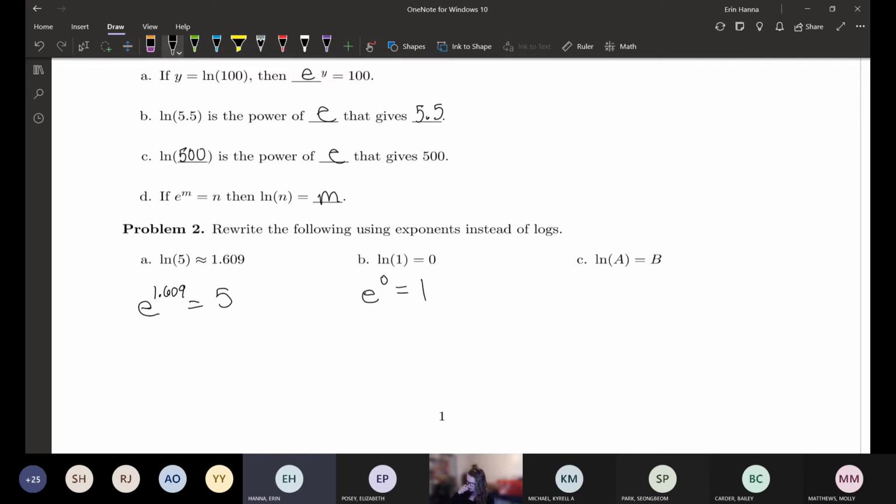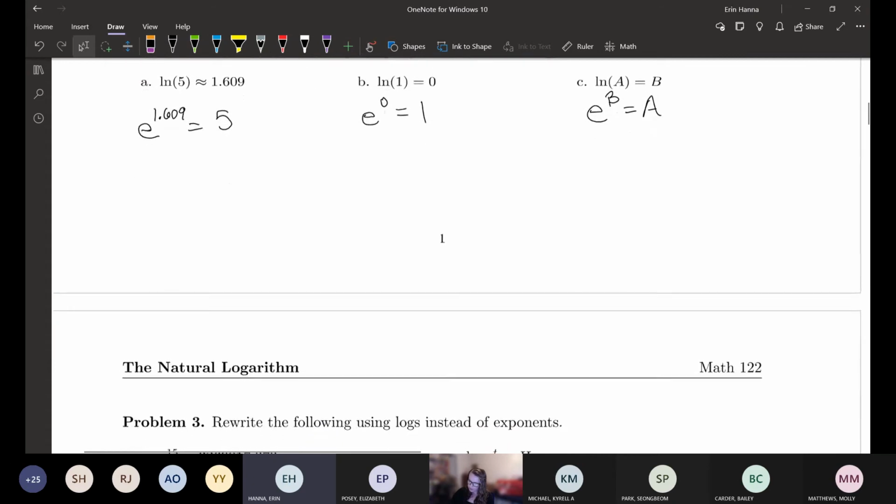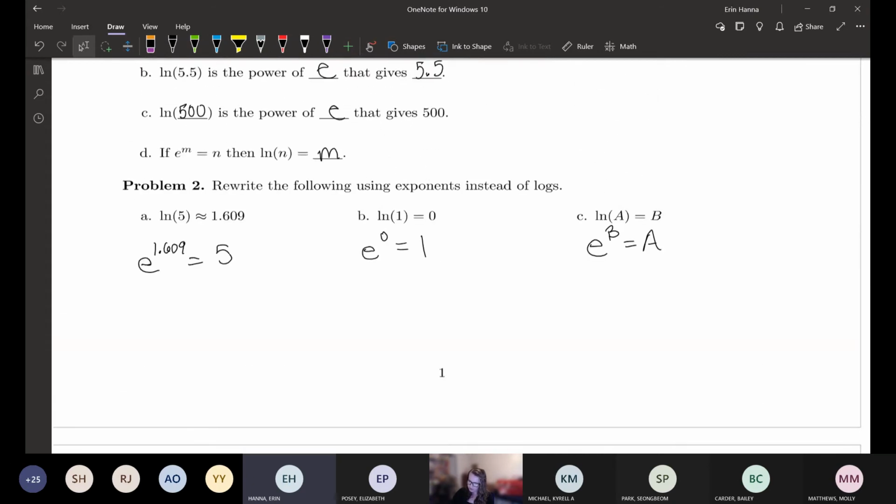And then generically, the natural log of a being equal to b would give us that e to the b is going to be equal to whatever a is. I wish I could fit them both in there, so let me leave that up for 5 more seconds.